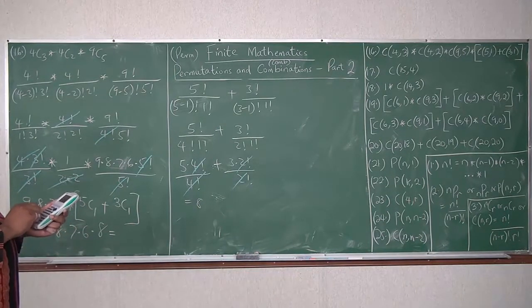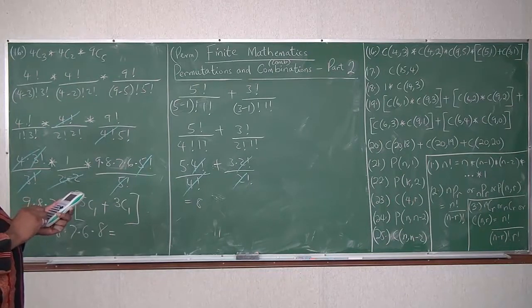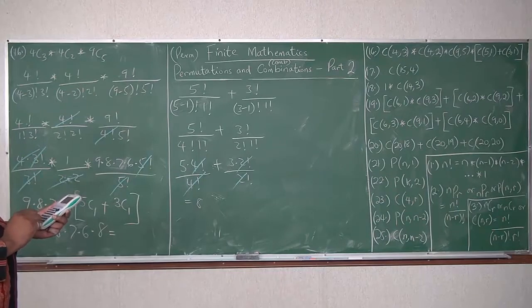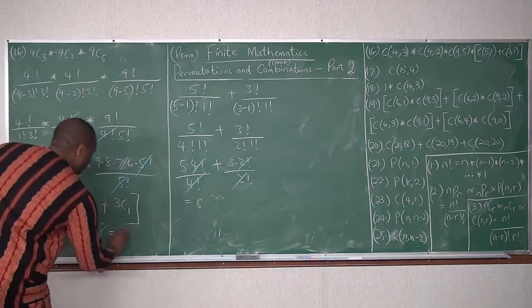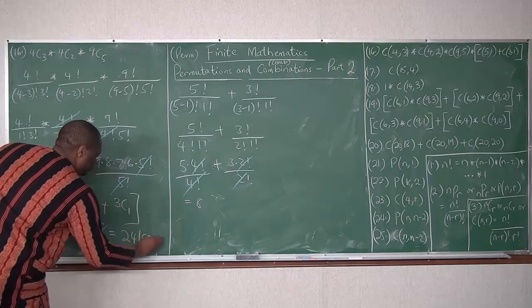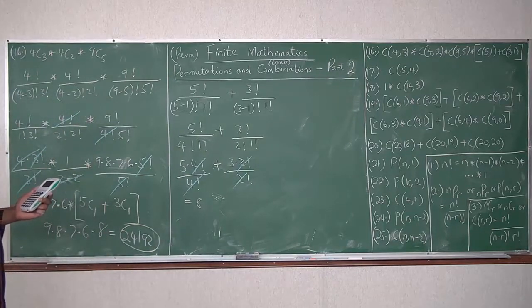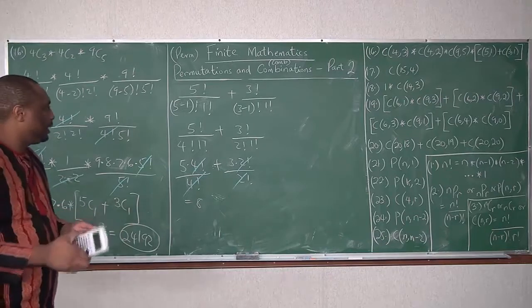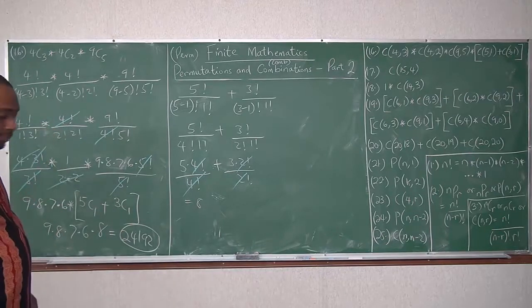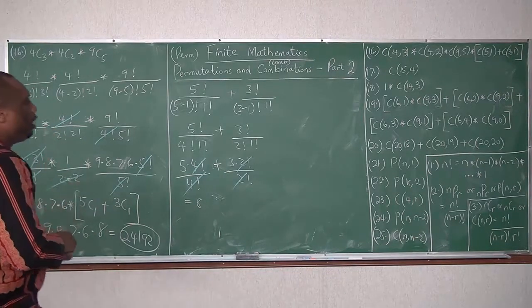9 times 8 times 7 times 6 times 8. And that is 24192. That becomes the answer. 24192. Okay? Alright.